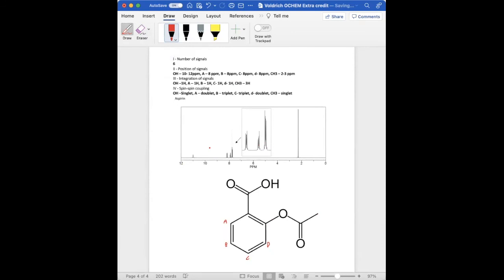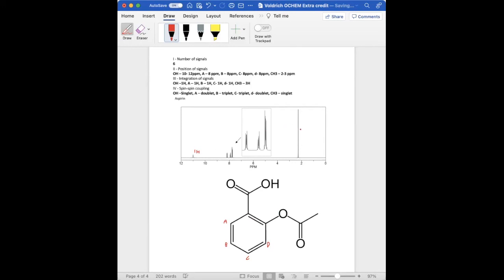Now, looking at the NMR, the first thing that stands out is this little singlet peak right here at around 11. And looking at our position of all the signals, that can only be our OH group. And since the OH has an integration of 1, we'll know that this will have an integration of 1 hydrogen. And since it is a singlet, we definitely know that this is our carboxylic group right there.